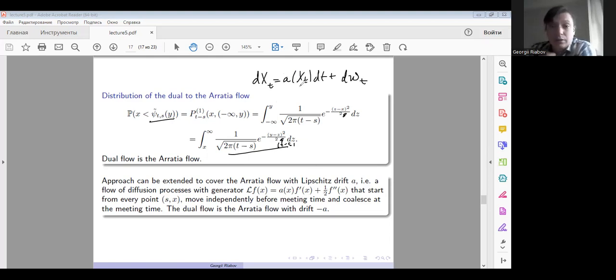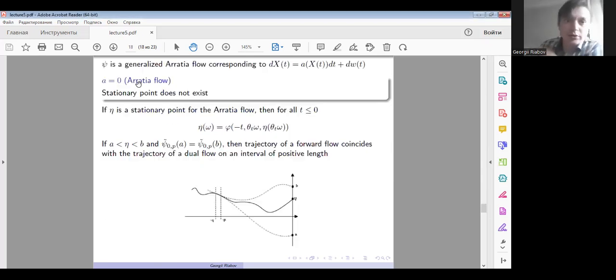Then for such flows, dual flows also exist. And actually, the dual flow is the Arratia flow with drift minus a. Some interesting consequences of this duality. Now let's look at simply the Arratia flow.